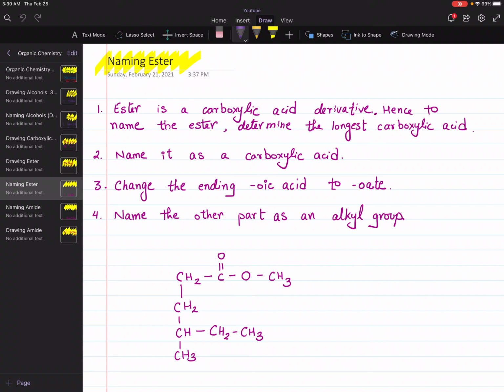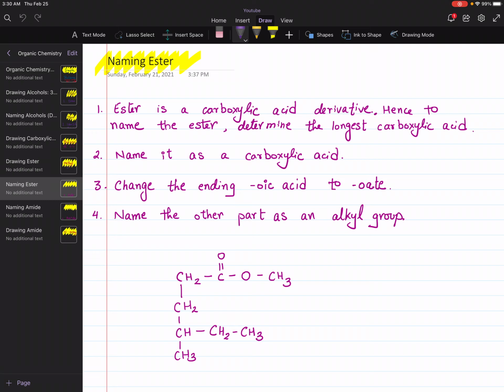I have another video for you today, which is about naming an ester. So if you are given the name, it is easy to draw the molecule. We did that in the last lesson. And in this one, we want to see if we are given a molecule or a structural diagram, how would we start to name this molecule?